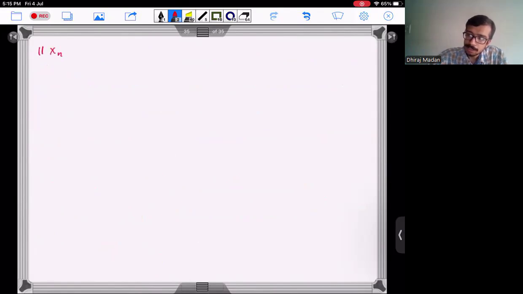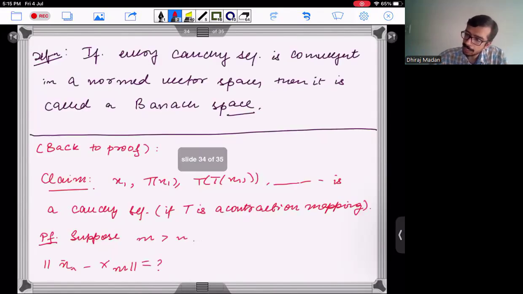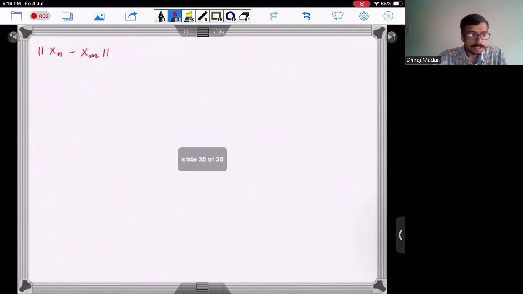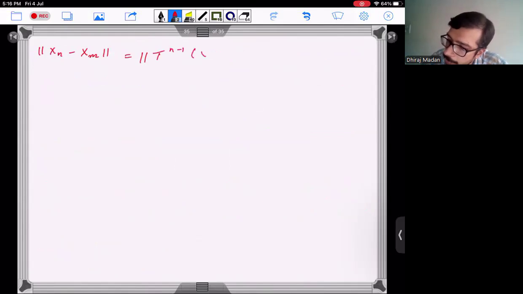Now xn minus xm, actually I can take m to be greater than or equal to n. Okay, now I'm looking at the distance between two points, xn and xm. Now, how do I obtain xn? So I start from x1 and I need to keep applying that mapping T. How many times will I need to apply it on x1 to get to xn? N minus 1 times, right? Because if I start from x1 and apply once, I'll get to x2. If I apply twice, I'll get to x3. If I apply n minus 1 times, I will get to xn. Similarly, xm is T of m minus 1 acting on x1.